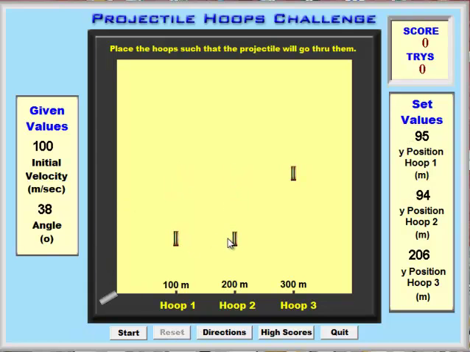Students can certainly guess. Very difficult to consistently, certainly hit all of the hoops by guessing.